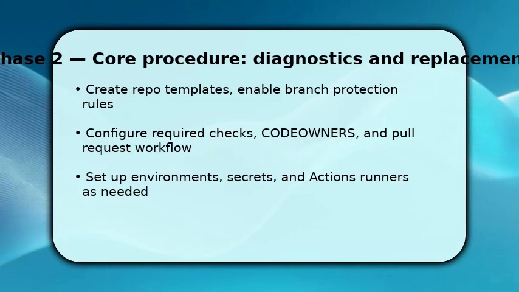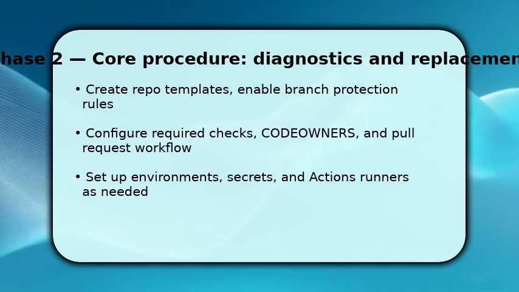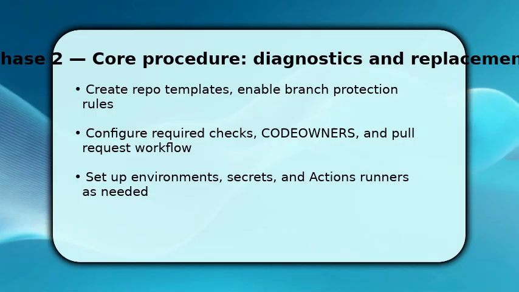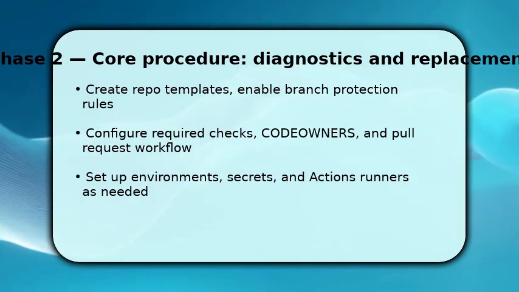Now you create repositories from templates and enable branch protection rules to enforce quality. You'll configure required status checks and add a code owner's file so reviews route to the right people. This helps velocity while keeping standards high. Make sure pull request templates and labels match your workflow.